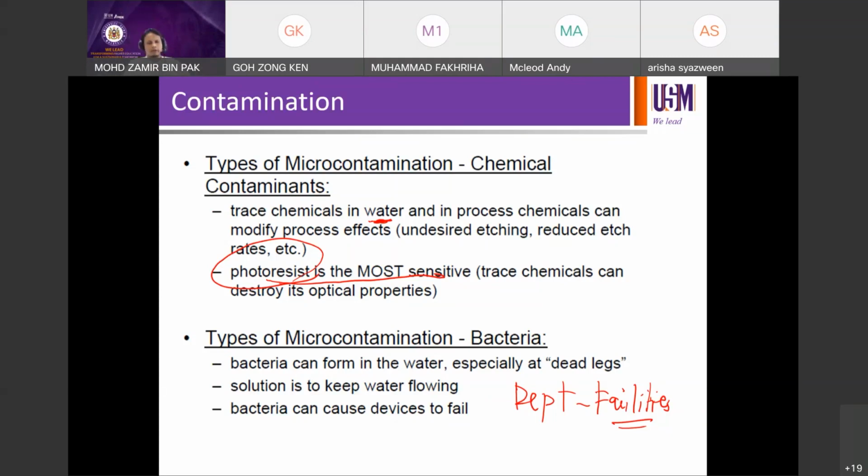Okay, so they can respond to a specific wavelength only. If you use the wrong resist on the wrong system, nothing will happen. Nothing will happen, right?